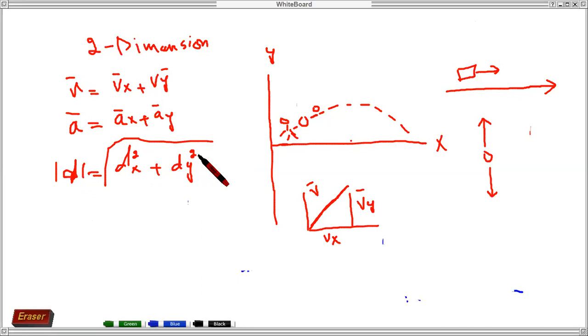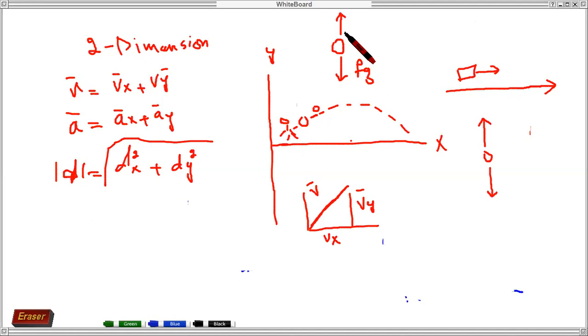There are some properties, some characteristics of projectile motion and free fall motion. In these, there is only one force, and that force is the gravitational force, Fg. The gravitational force, you can see, is along only the y-axis. There is no force along the x-axis.